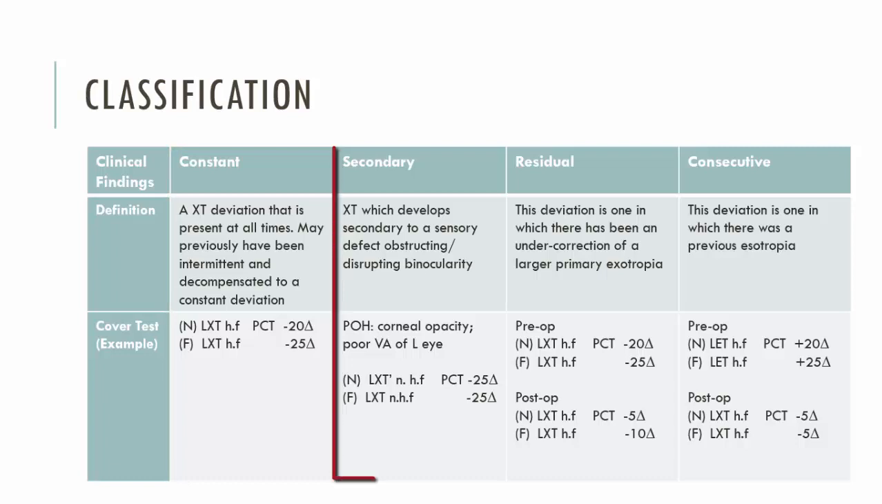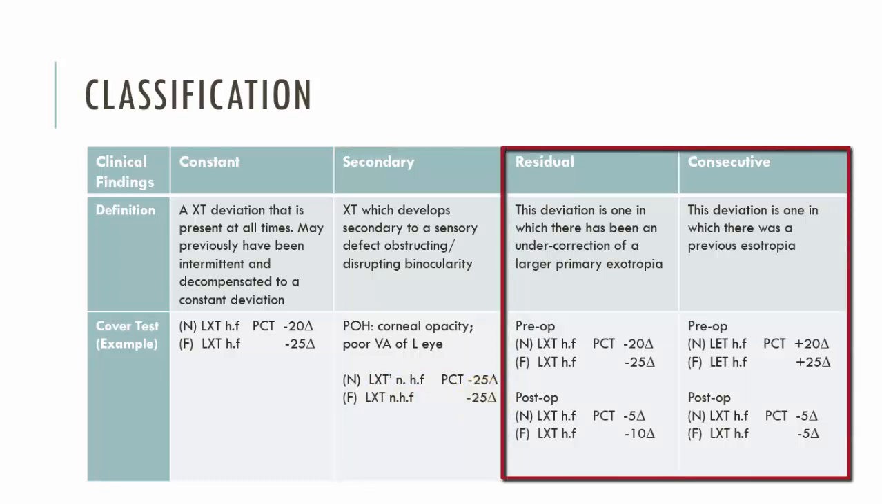In terms of the secondary deviation, here we have an exotropia that develops secondary to a sensory defect. So there's a pathology there that's obstructing BSV, and therefore a deviation occurs. What we expect here is that there will be some pathology, and then we'll have again a constant manifest deviation at near and at far. And again, for this patient, it's basic as it's 25 diopters at both distances.